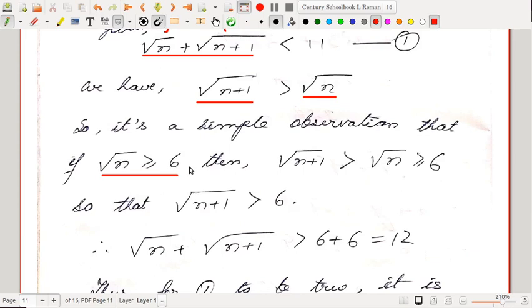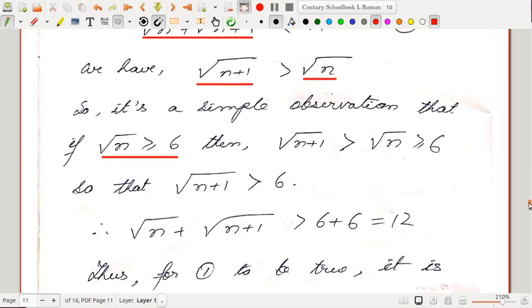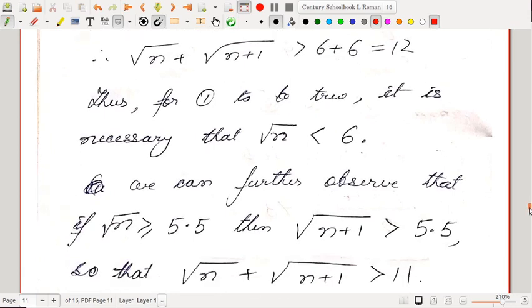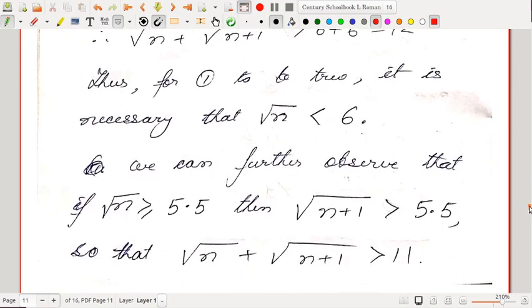We have to find how many integers satisfy n less than 6 for root n. But yeah, we have to check something more also, right? So as of now we know that root n has to be strictly less than 6. That means n has to be less than 36. Okay, but let us see if we can find a smaller upper bound for the value of root n.